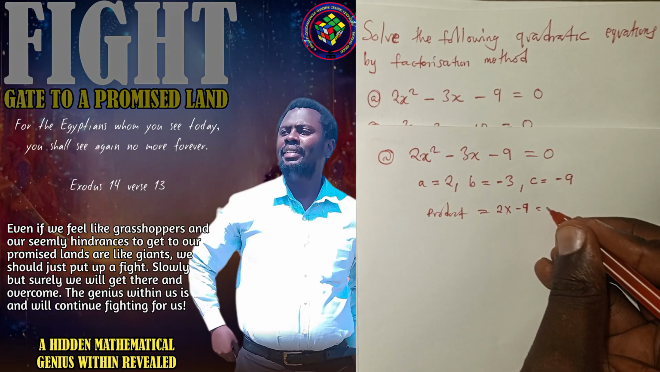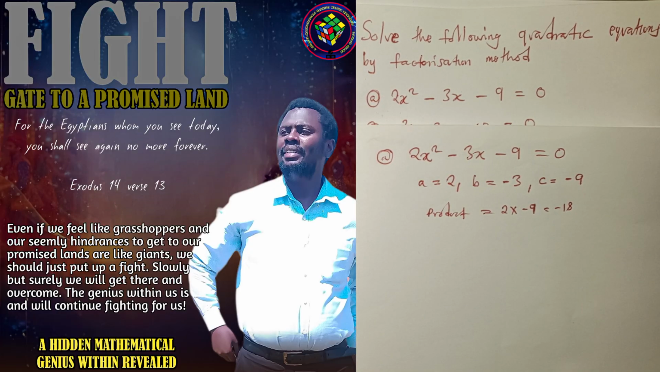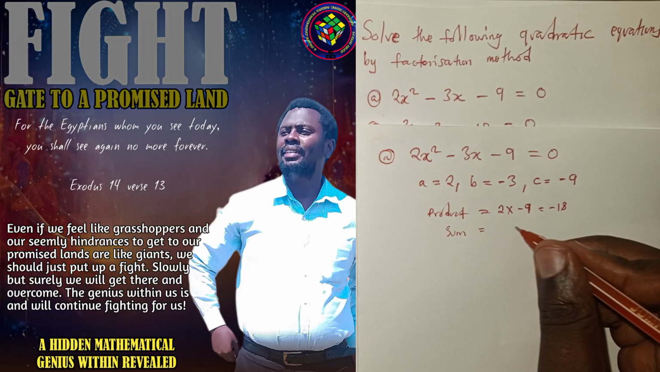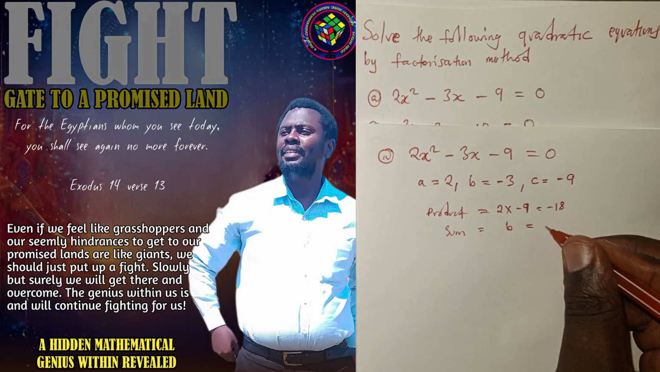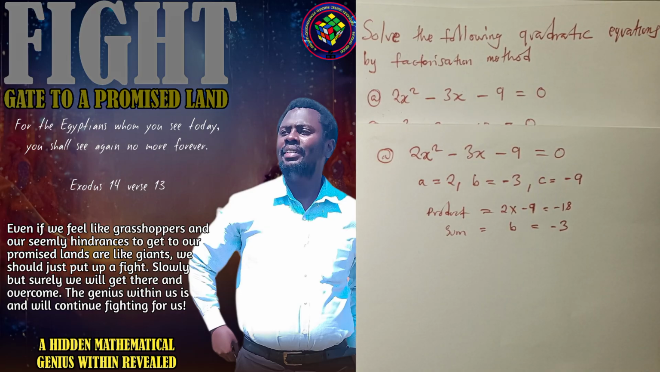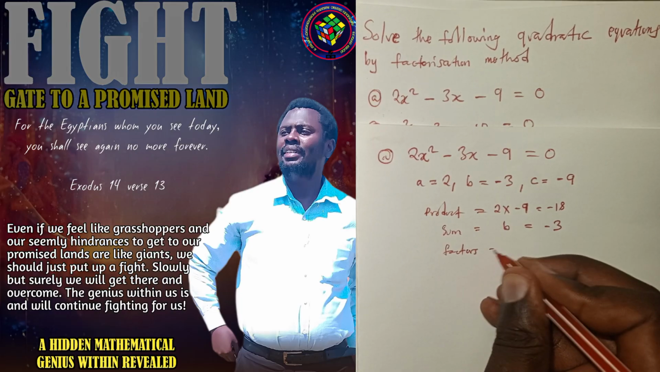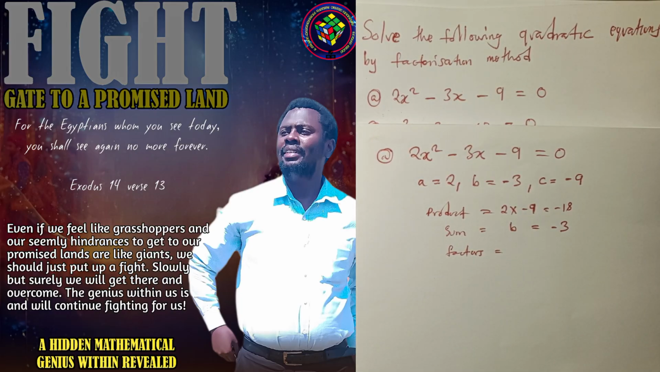So you get negative 18, or minus 18. Then sum is just b, and this b is negative 3. Okay, so we need to find two factors of negative 18 whose sum is negative 3. Meaning, when you multiply these two numbers, we should get negative 18, and when you add them, you should get negative 3. Okay, what are these numbers?